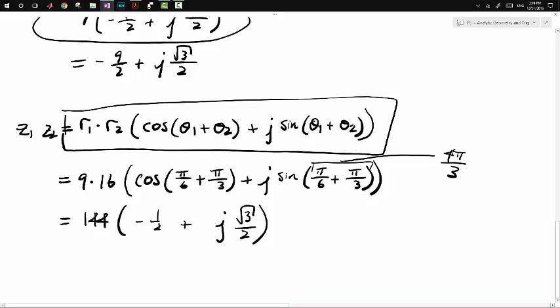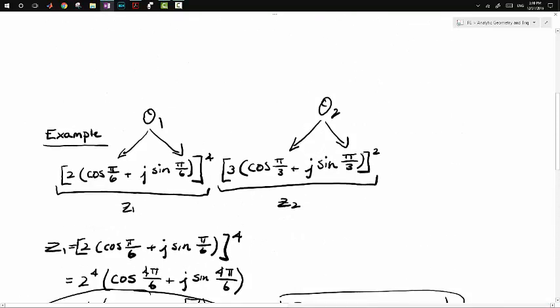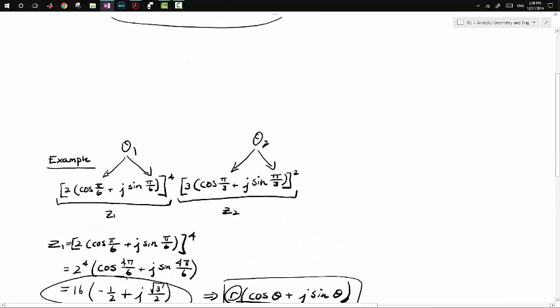And finally, we can leave it in this form, but if we distribute it through, we'll have negative 72 minus j times 72 root 3. So this would be our final answer to our original question here.